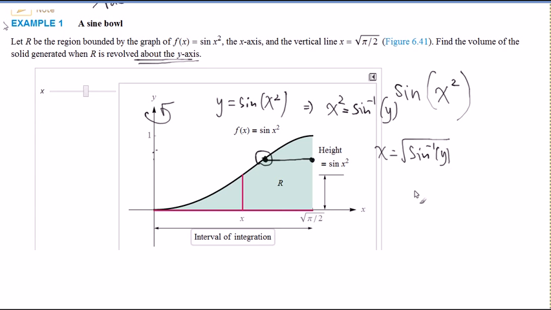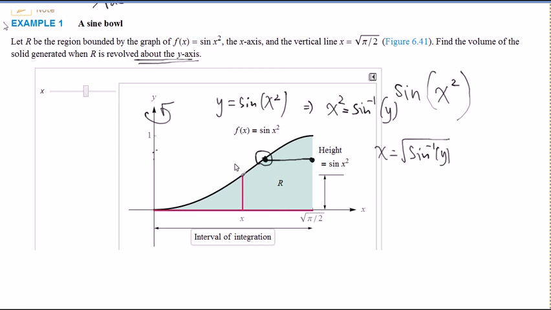And then this is going to appear after you square it: sine inverse of y. Do I know the antiderivative of sine inverse y? Then you get stuck, right? But if you do the shell method, it turns out the integral is a lot easier. So we're doing the shell method.